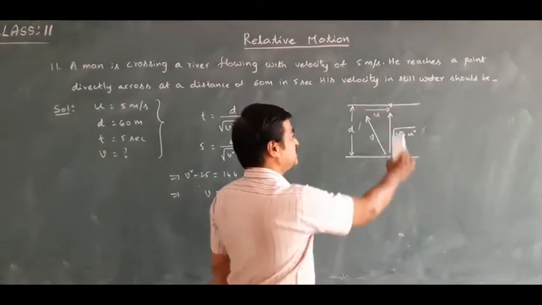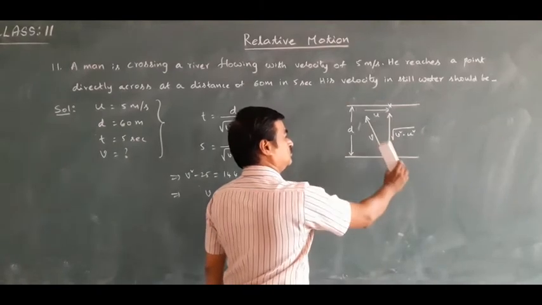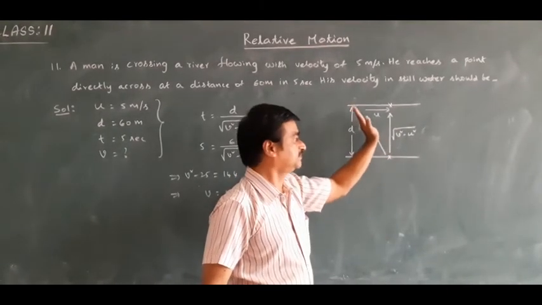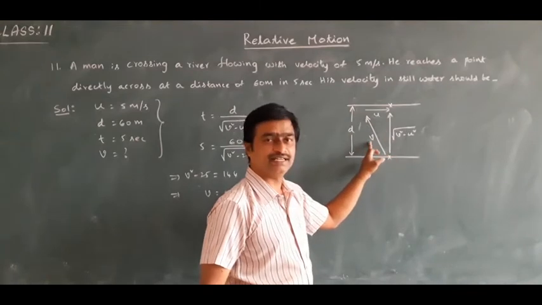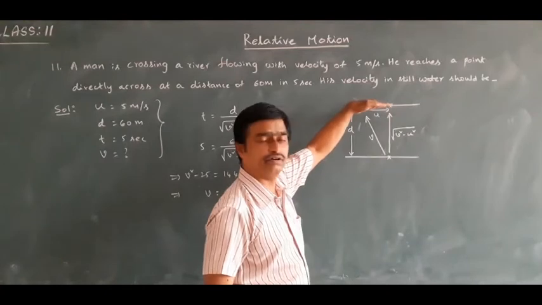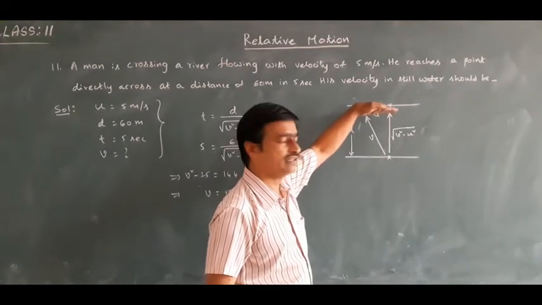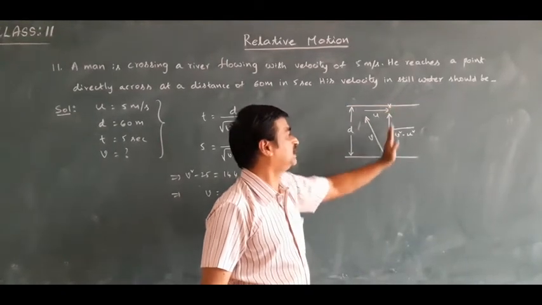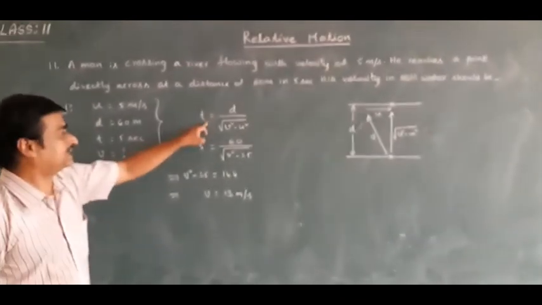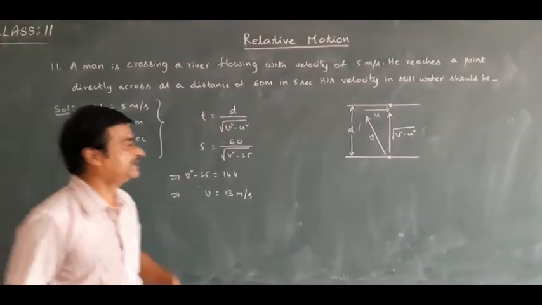See, to reach this point, he has to begin at some angle. Okay, then this becomes v. That is, the velocity with which he is going is v, and the water velocity is u. Then he reaches this point. Okay, see here, time taken is distance by velocity.